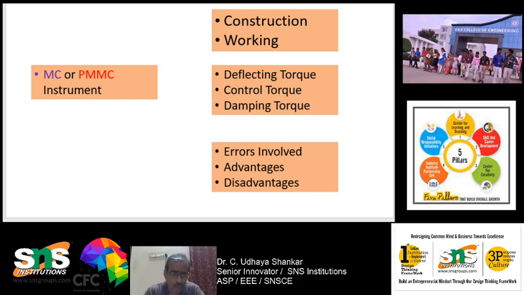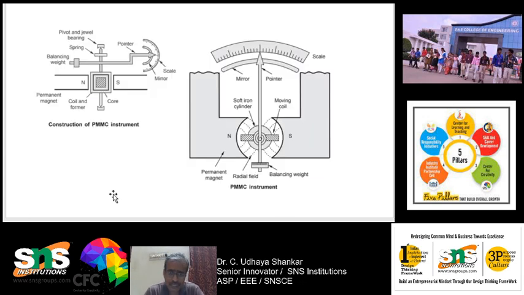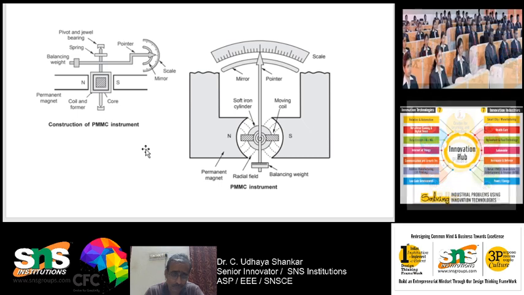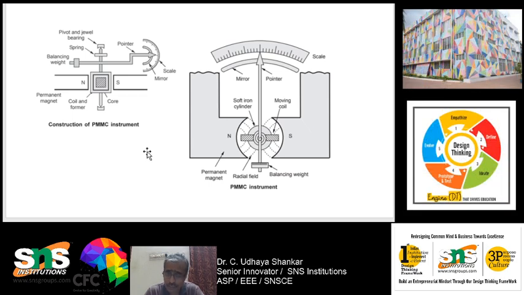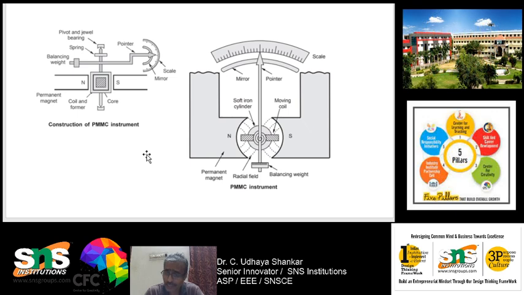Now let us move on with the diagram and discuss the different parts: the construction, then the working, and then how the three different torques are produced: deflecting torque, control torque and damping torque. Then we will discuss some errors, advantages and disadvantages, and then we will close this session.